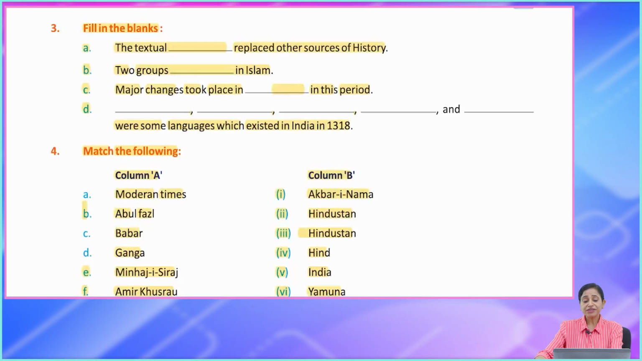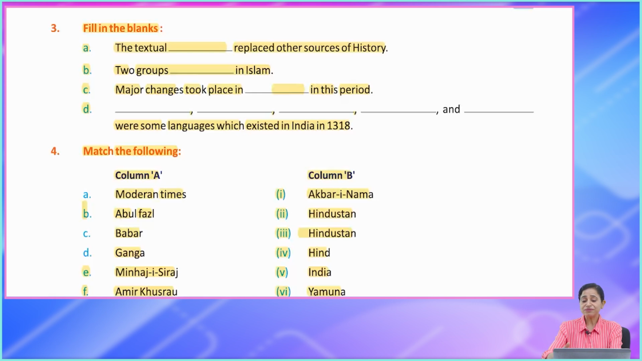So now we have fill in the blanks. The textual records replaced other sources of history. Two groups as you have read in chapter. We कौन सा group थे? Sunni and Shia.